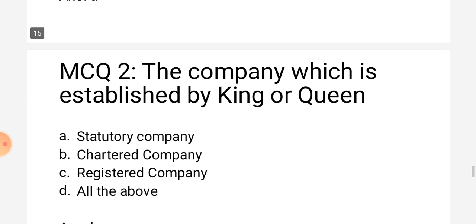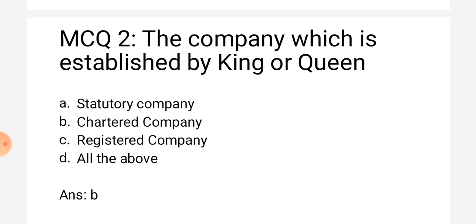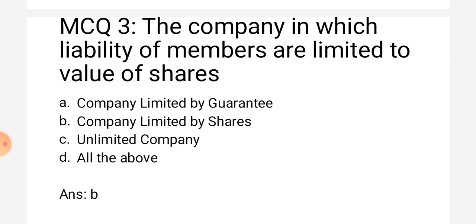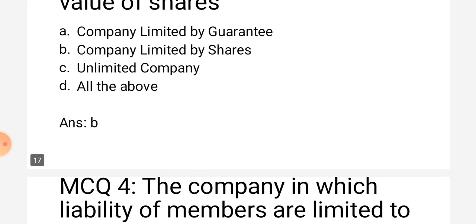Option A is right. And the second one is the company which is established by king or queen. Whether it is a statutory company, chartered company, registered company, or all the above. The answer is option B, that is a chartered company. Next, third question: the company in which the liability of the members is limited to the value of shares. Again, there are four options in front of you: company limited by guarantee, company limited by shares, unlimited company, all the above. So understand the question: limited to value of shares, that is answer B, company limited by shares.